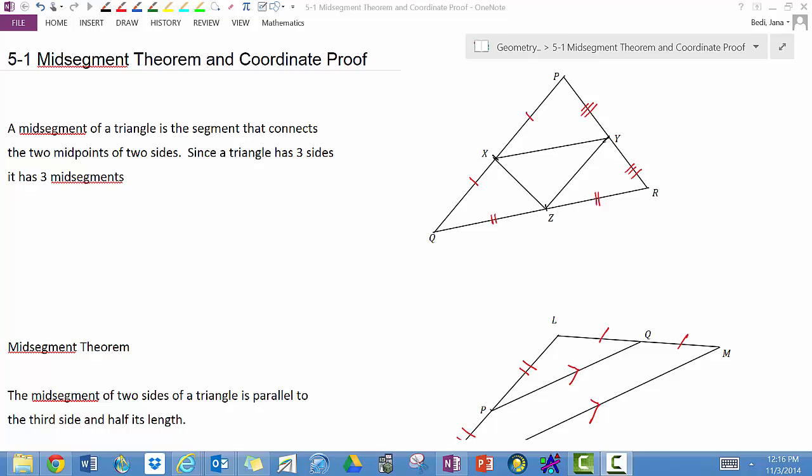A mid-segment of a triangle is the segment that connects the two midpoints of two sides. Since the triangle has three sides, it has three mid-segments.